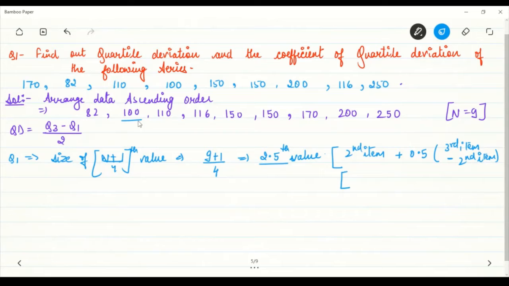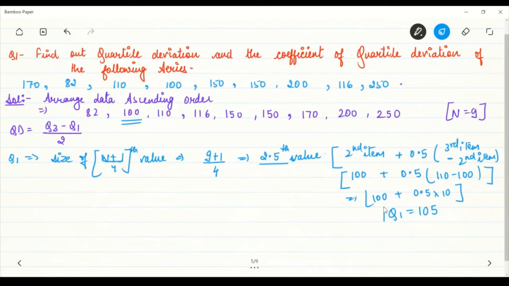So when we solve this, you can see on the second position we have 100, plus 0.5 of the third item. The third item is 110, minus the second, 100. So the value we get here is 100 plus 0.5 into 10. When we solve this, we get the exact value of Q1 as 105. Okay, so Q1 is 105.